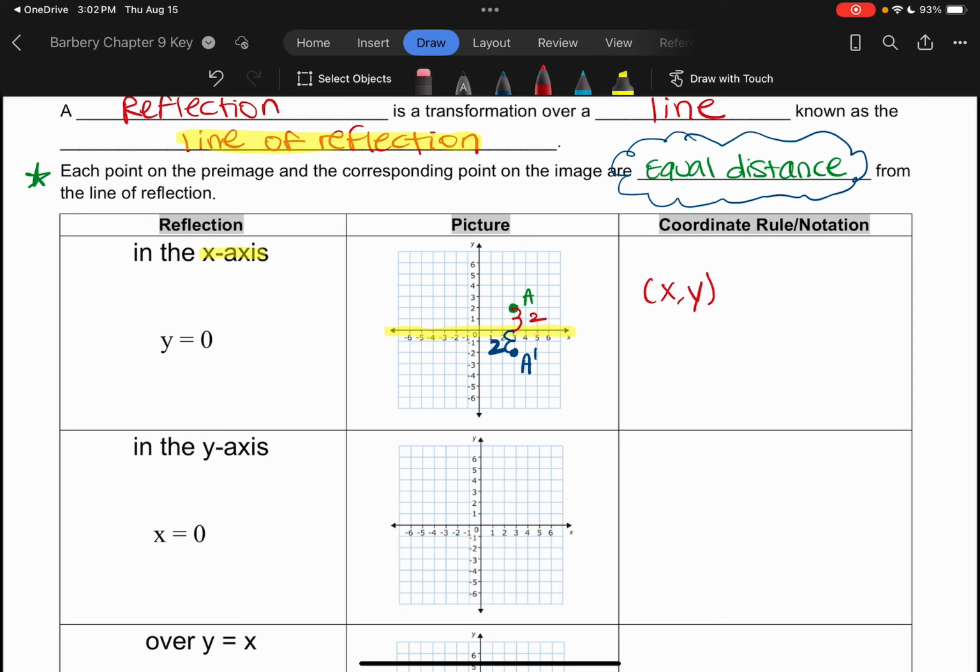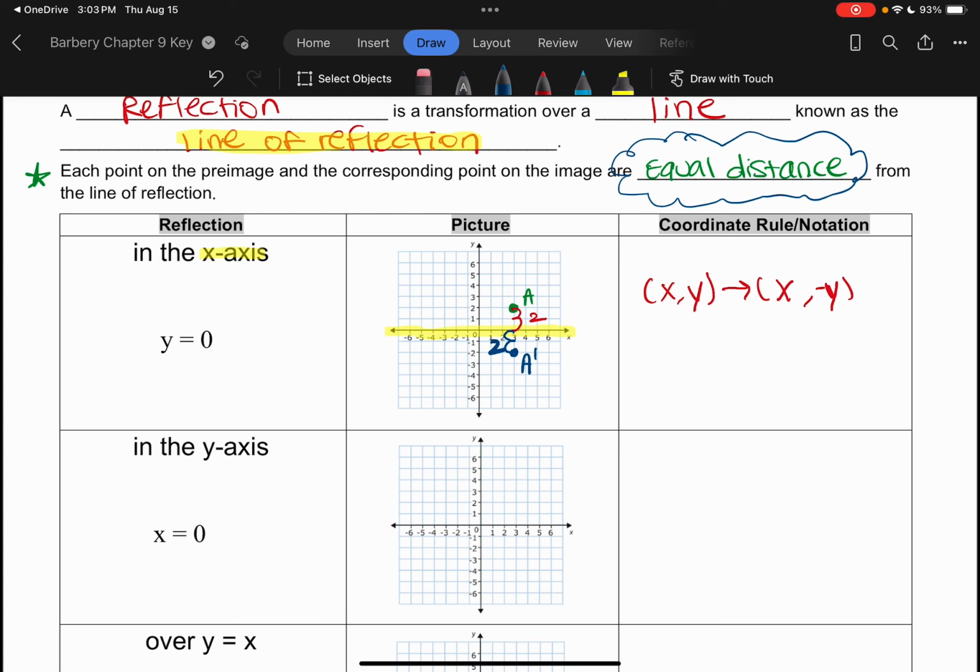Another way we can take a look at reflecting over the x-axis is with the following rule. So our coordinate rule, remember we start with x comma y, and then we have our arrow. This is our rule for reflecting over the x-axis. If I reflect over the x-axis, the x stays the same, but the y is going to change signs. It says negative, but understand that that just means it's going to change signs.